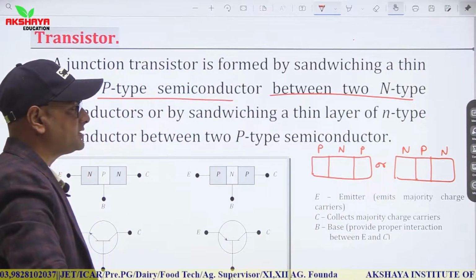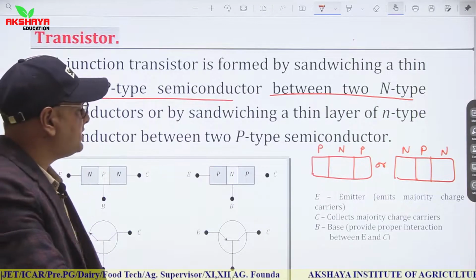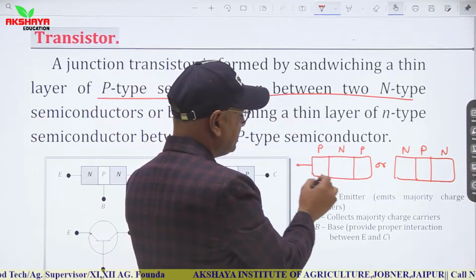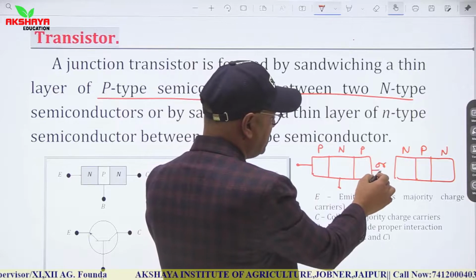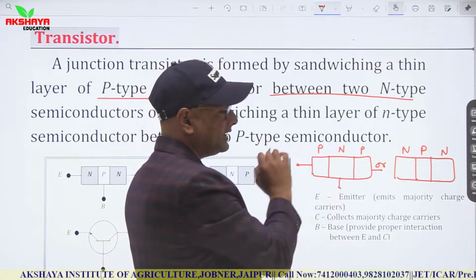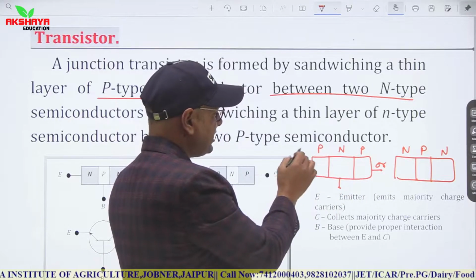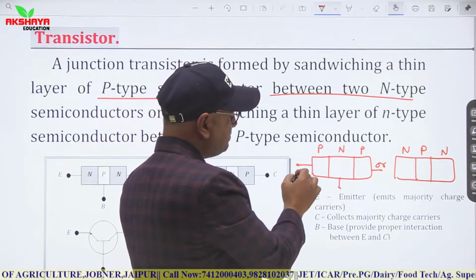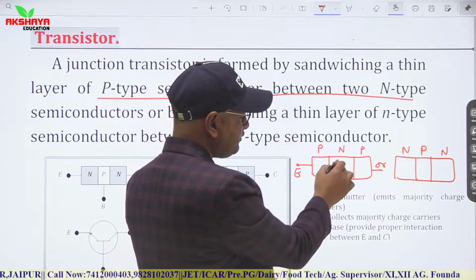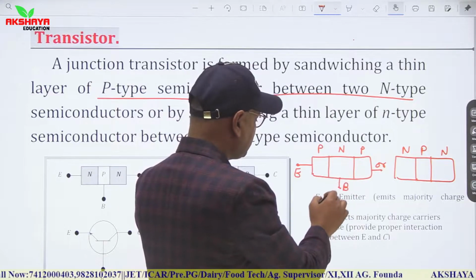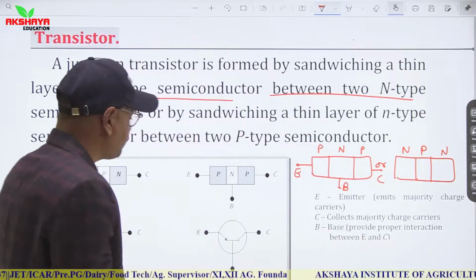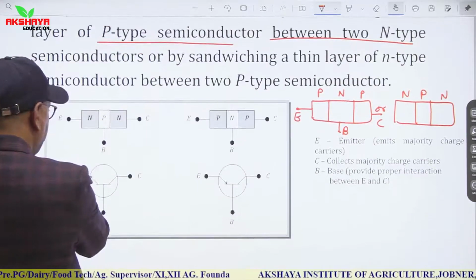It's a simple procedure. If we talk about a transistor, there are three terminals in a transistor. Each terminal is associated with a semiconductor, one with P, one with N, and another with P. The first section is known as the emitter, represented by E. The middle one is known as the base, and the last one is known as the collector. So there are basically three parts of a transistor: emitter, base, and collector.